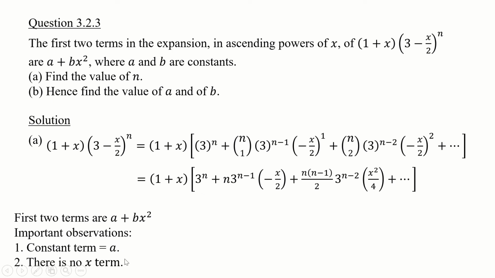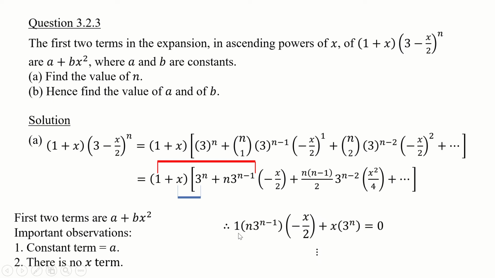The other important observation that we can make is that the first two terms are a plus bx squared. There isn't an x term in these first two terms, so actually the x term equals 0. This is very important. So let's see. I can use 1 times this expression over here to get an x term, and I can use x times 3 to the power of n to get another x term. But we know that there is no x term. So what we are going to get here is that this product plus this product is going to give me 0. And we can use this to solve for the value of n.